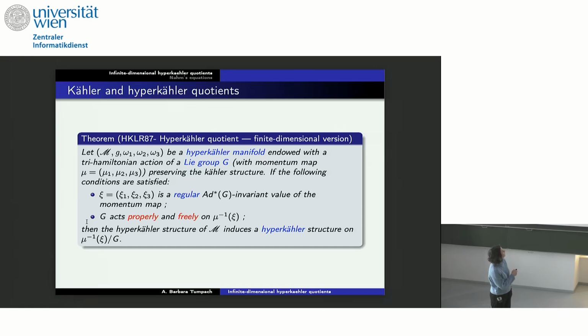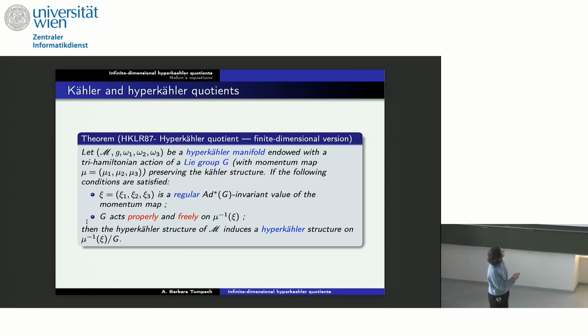the finite dimensional version of a hyperkaehler quotient that I'm giving is in the paper by Hitchin and collaborators. So it goes back to 1987. And it's the following. You have a hyperkaehler manifold and a Hamiltonian action of the group G for each of these symplectic forms. So you have actually three different Hamiltonians that you put together in a function that goes from the manifold into the dual space of the Lie algebra of the group times itself times itself. So G star plus G star plus G star.